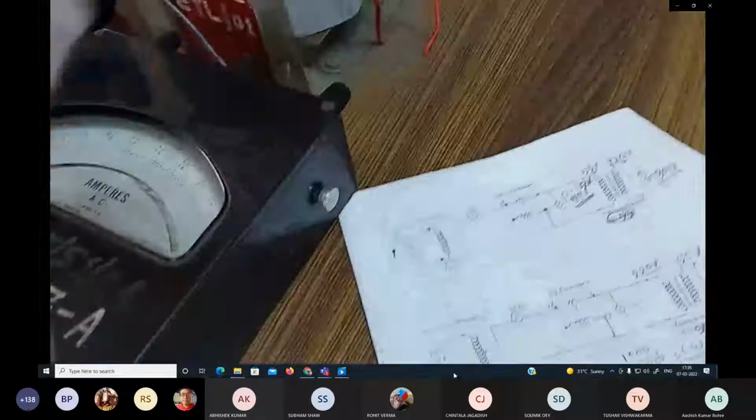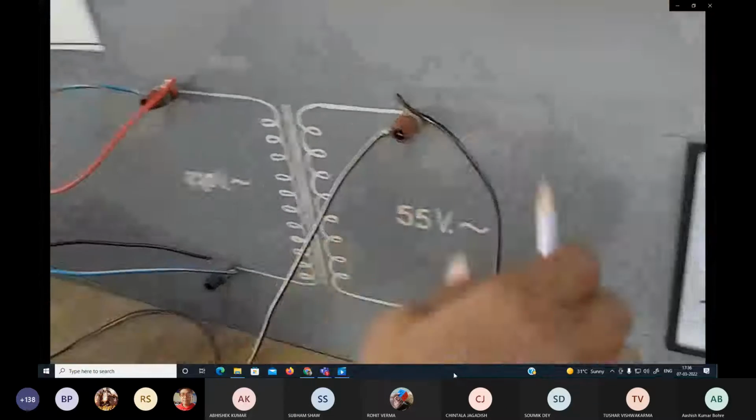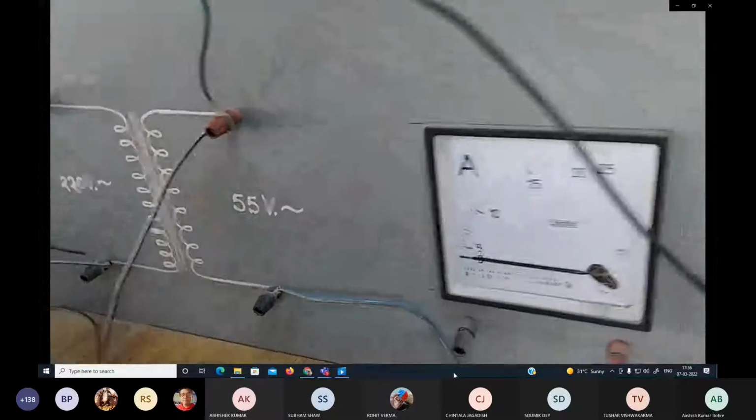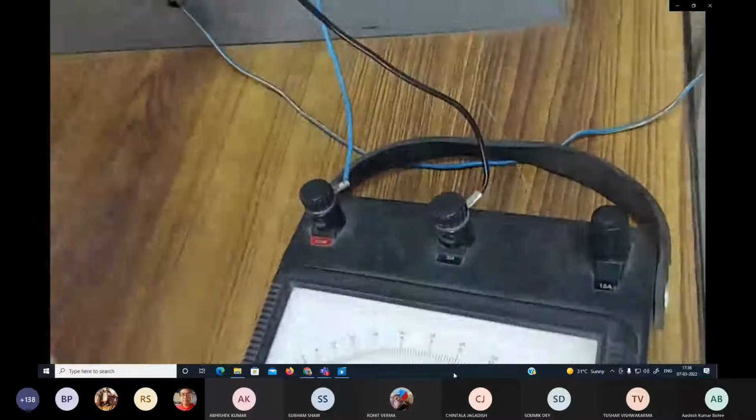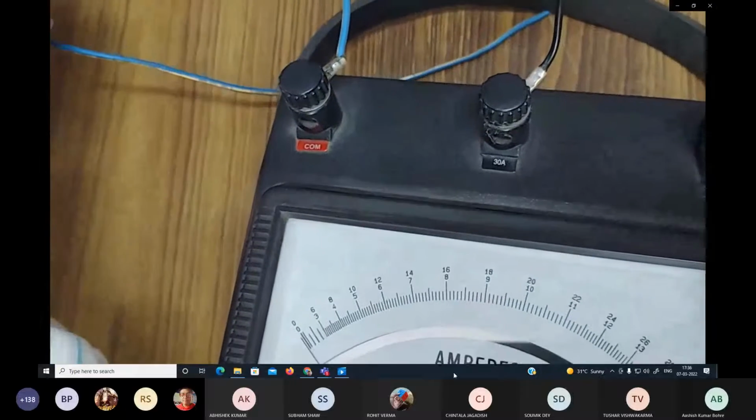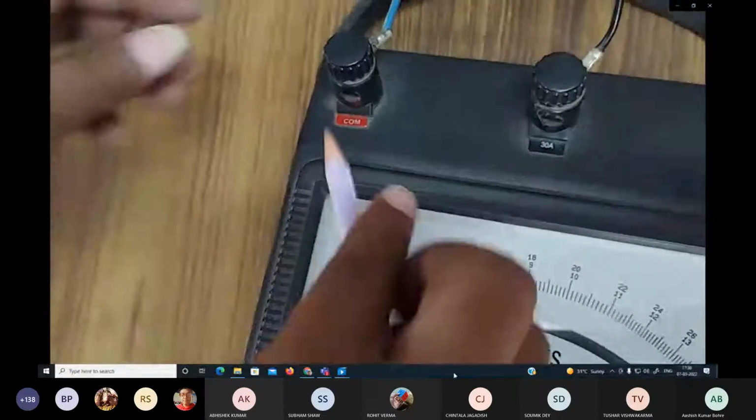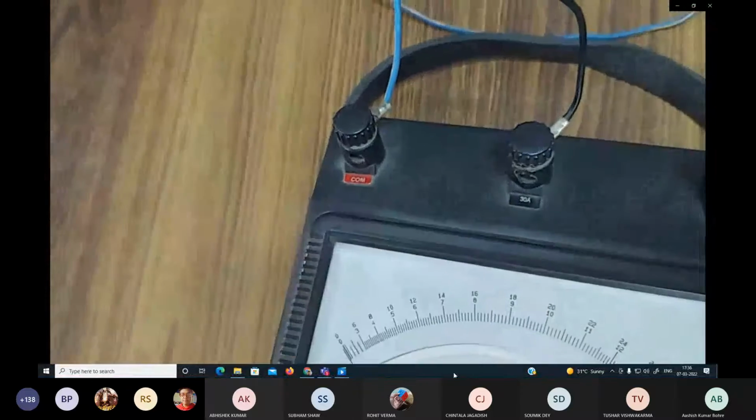And on the secondary side, that is the low voltage side, the 55 volt side, we will connect one ammeter as we have told. One point from the positive terminal of the 55 volt winding is coming to the 30 ampere range, and the negative point of the secondary coil is coming to the common point. We can see here that the common point is connected.